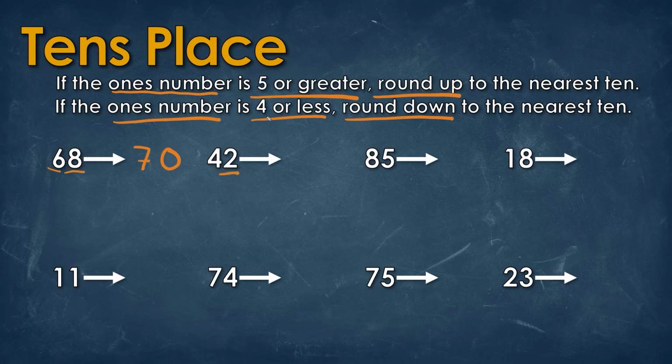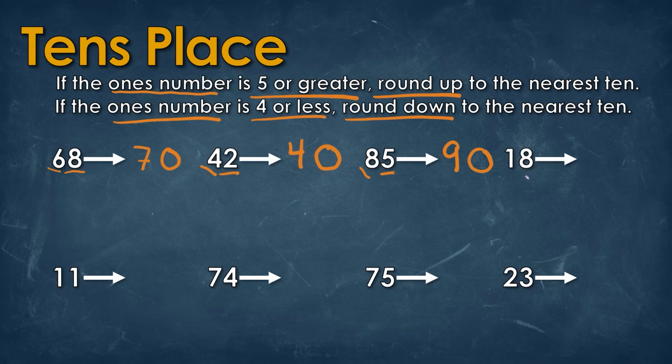Okay, next example, we have 42. 2 is our ones number. Well, 2 is less than 4, so I know we're going to round down. We set the ones value to 0, and we round down, which means this value will stay the same. So our tens place stays the same, so we have 40. Okay, next example, we have 85. 5 for the ones number, so if that's the case, that means we round up. So we're going to have a 0 for the ones place, and the 80 is going to change from 80, we round up to 90, because 85 is closer to 90.